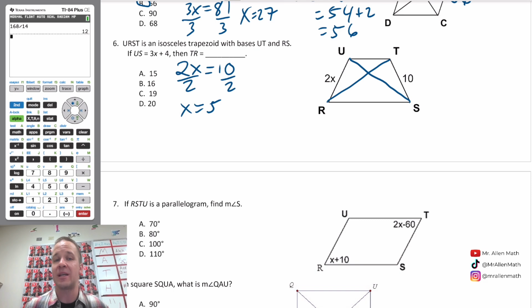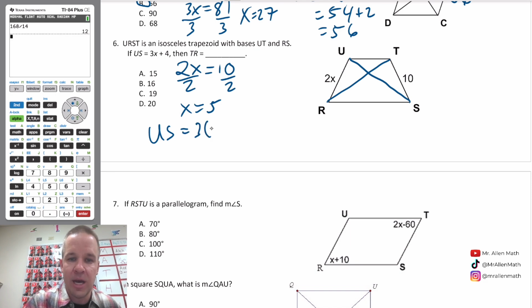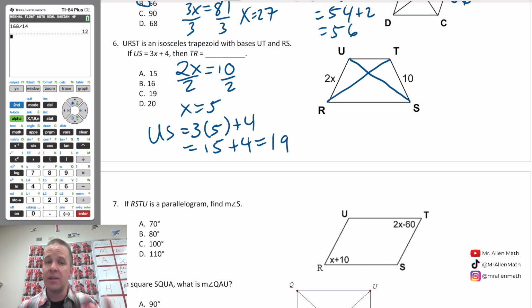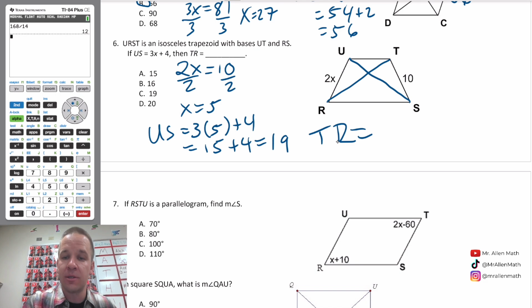And we're going to use this x to now answer the question, okay? So US, I could get US, right? That would be 3 times 5 plus 4. That's not a very good 3. That's better. That's nice. All right, and I'm going to get 15 plus 4, that's 19. So that's US. And didn't we say that the diagonals in an isosceles trapezoid are congruent? Yes, so they're equal in length, so TR must also be 19. There we go. I like it.